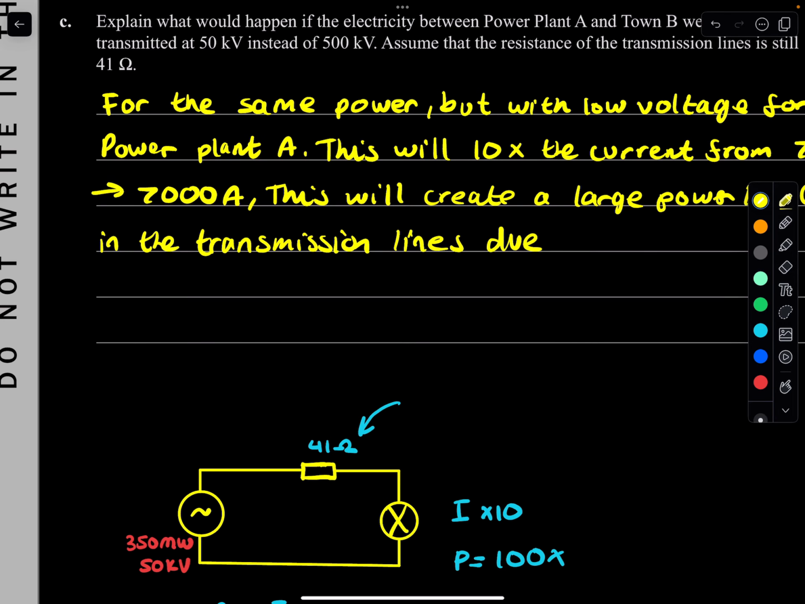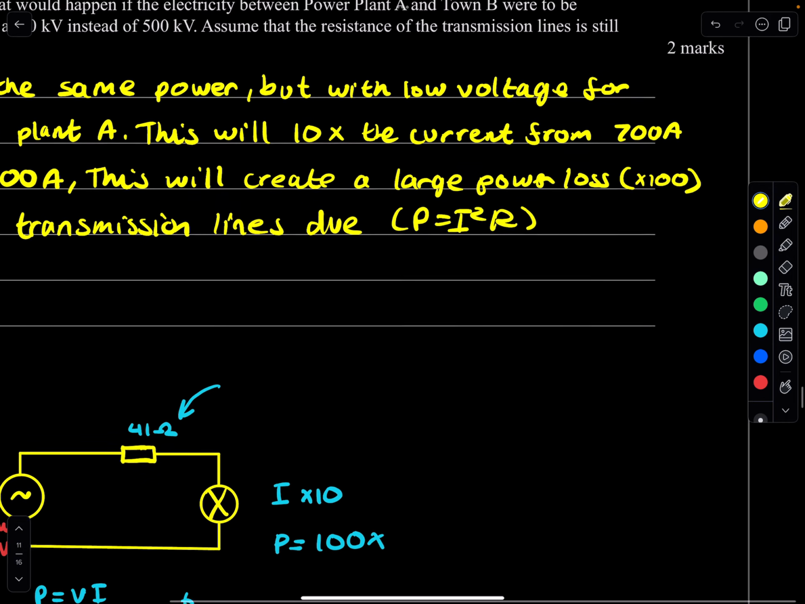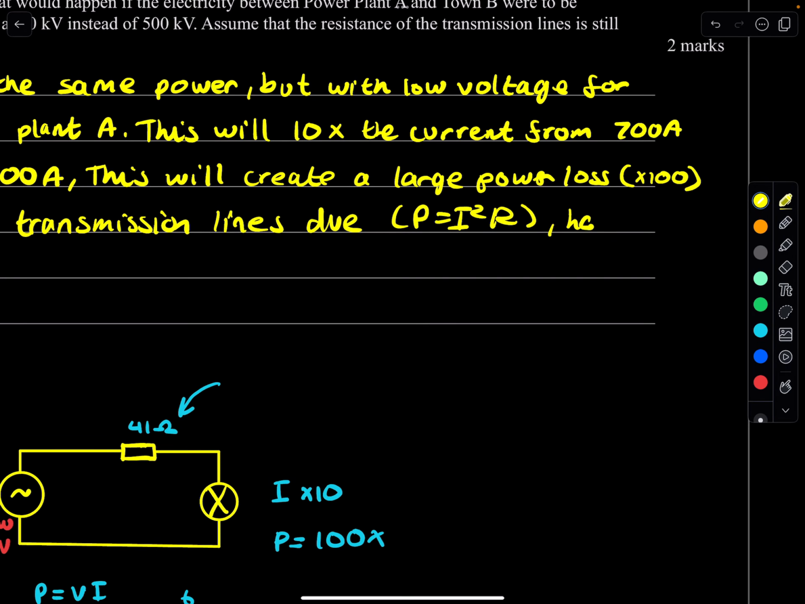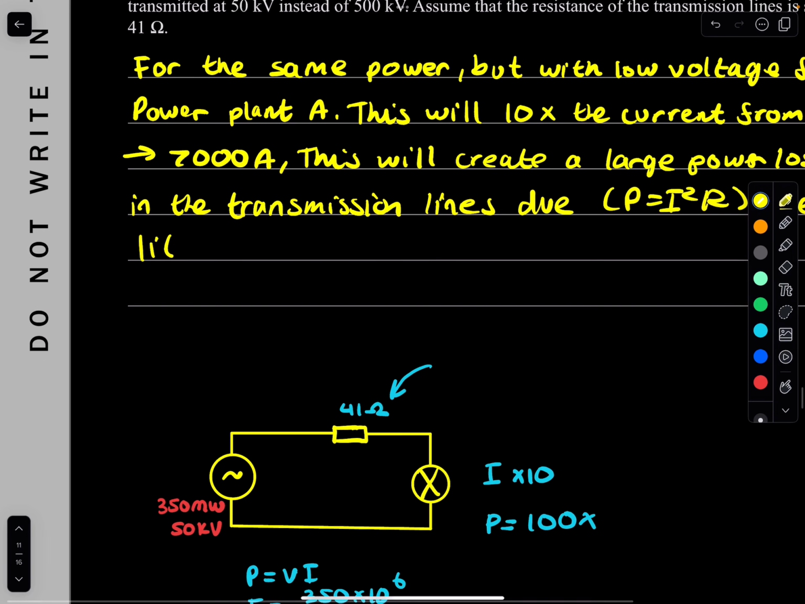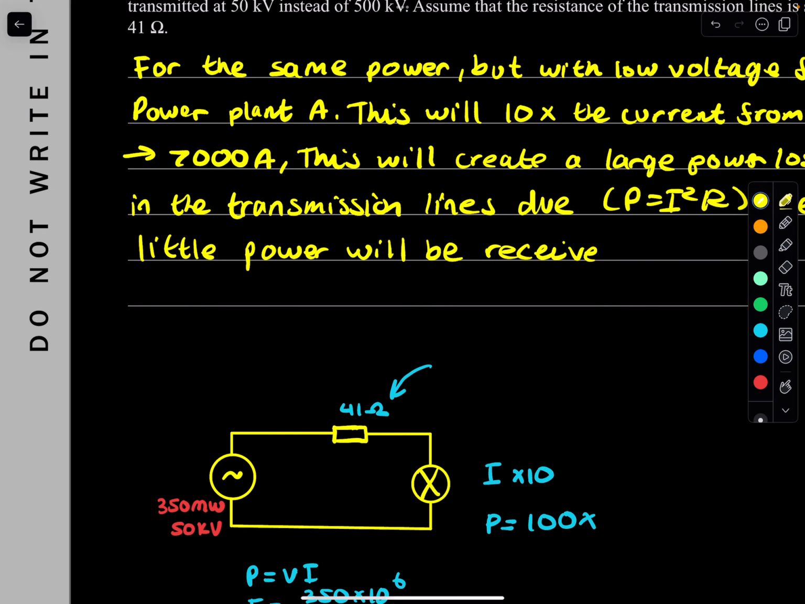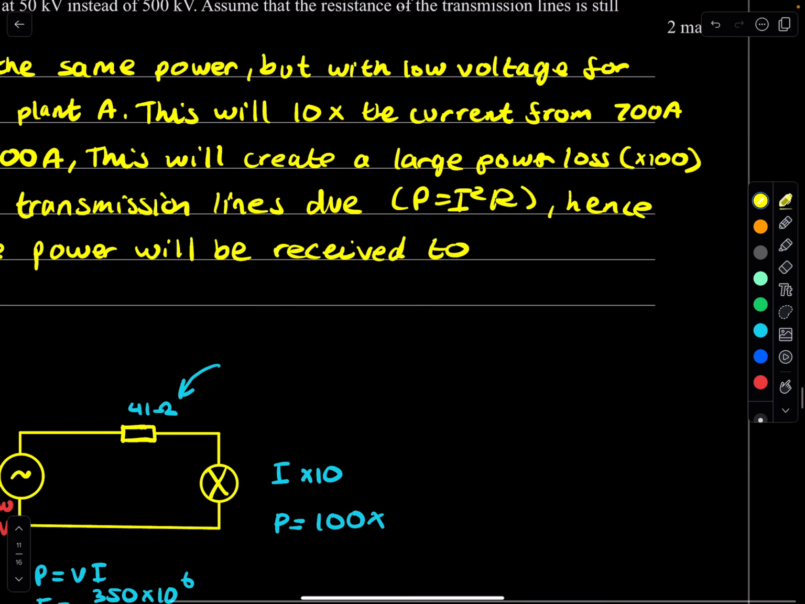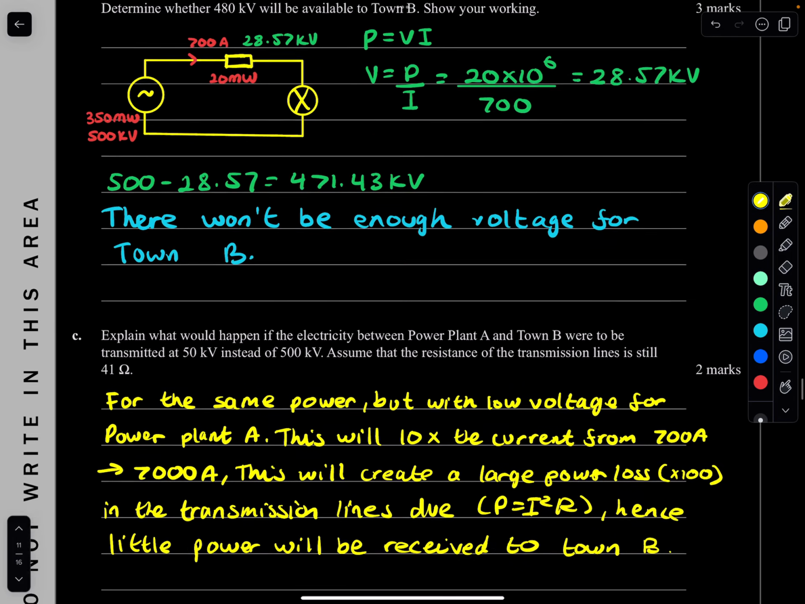Due to, of course, the formula P equals I squared over R, hence little power will be received to town B, basically. And that's it, basically. That is it.